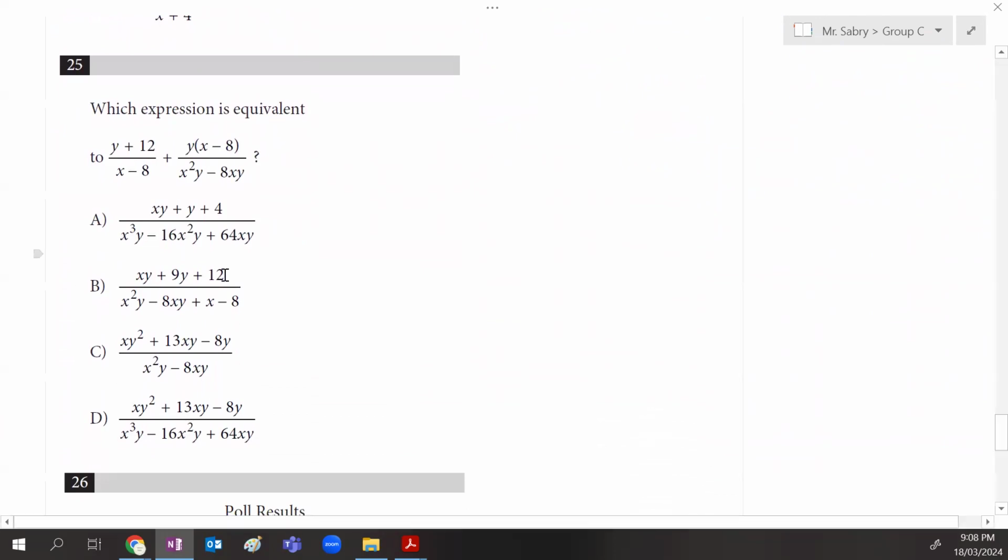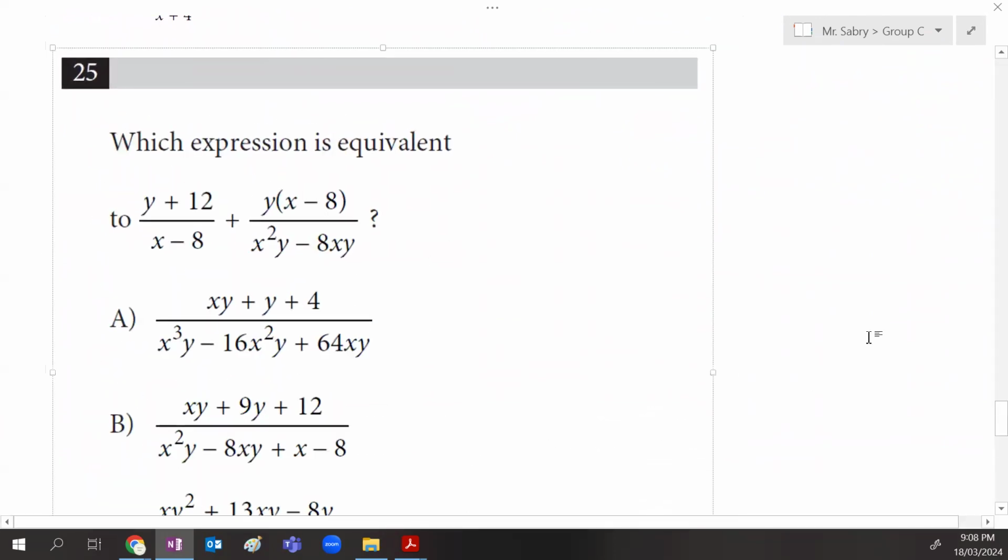Which of the following expressions is equivalent to this? We have apparently two fractions that are added to each other. The only way we can add fractions is whenever they have the same denominator. How can I make them have the same denominator? You have to notice if they have something in common, and apparently they do.